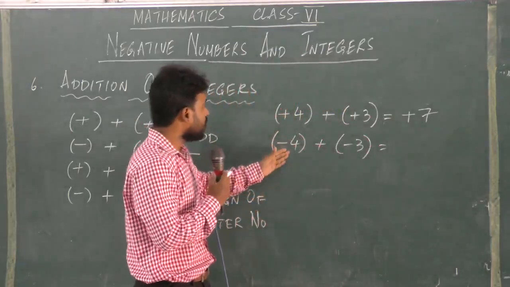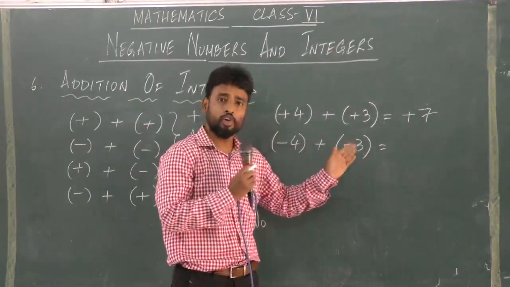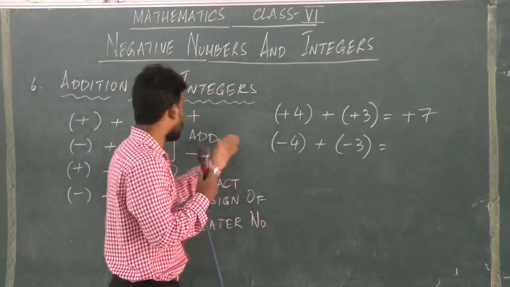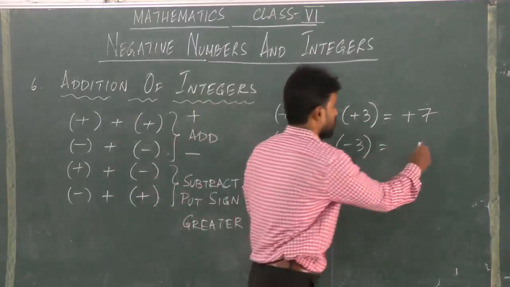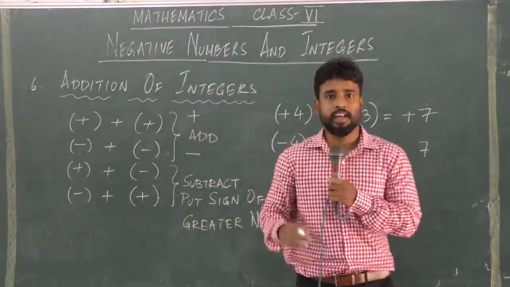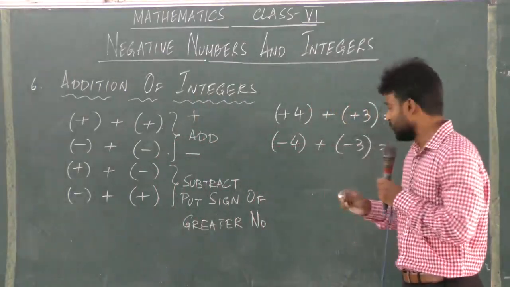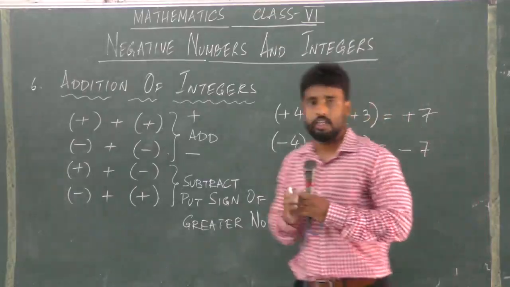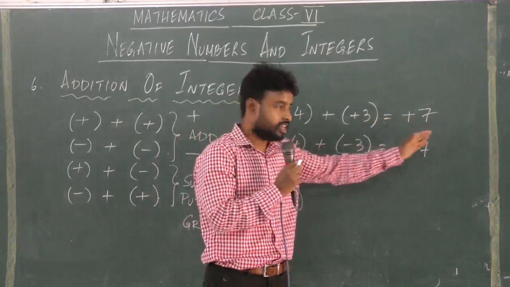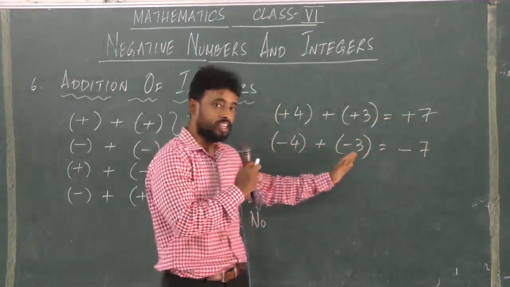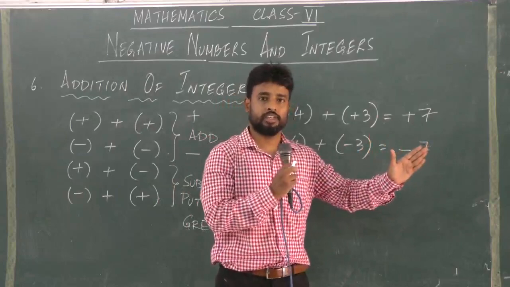Similarly, we have minus 4 added to minus 3. In this case also, according to the rule, we will add 4 and 3, which will give you 7. But since both the numbers are negative, the answer will be in negative. So plus 4 plus plus 3 gives you plus 7. Minus 4 plus minus 3 gives you minus 7.